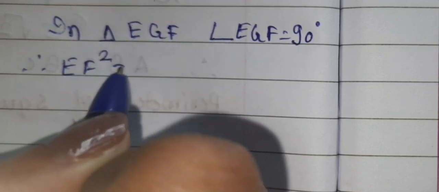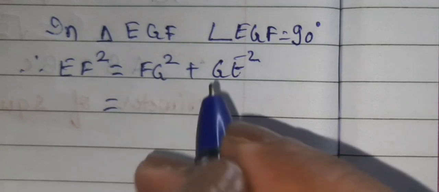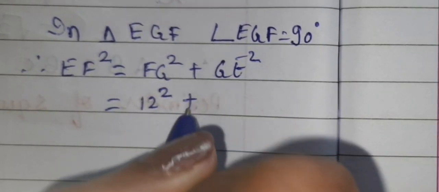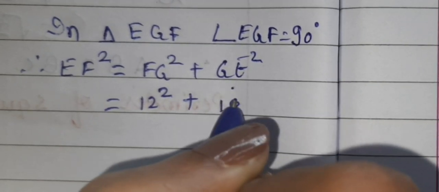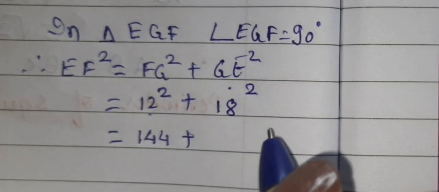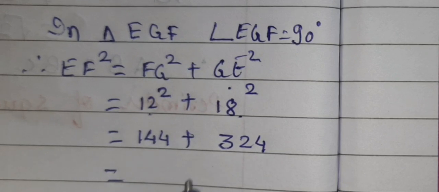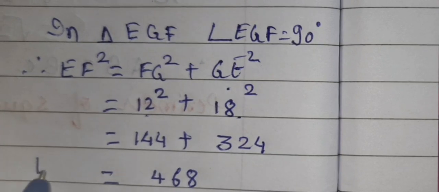So here, now for side EF, we will go with the triangle EGF. So in triangle EGF, angle EGF equal to 90 degrees. Therefore, EF square is equal to FG square plus GE square. Now FG is given to us as 12. So square of 12 plus GE is calculated by us, that is 18 square. So that will be equal to square of 12 is 144 plus square of 18 is 324. So that is equal to 468. Now this is EF square.